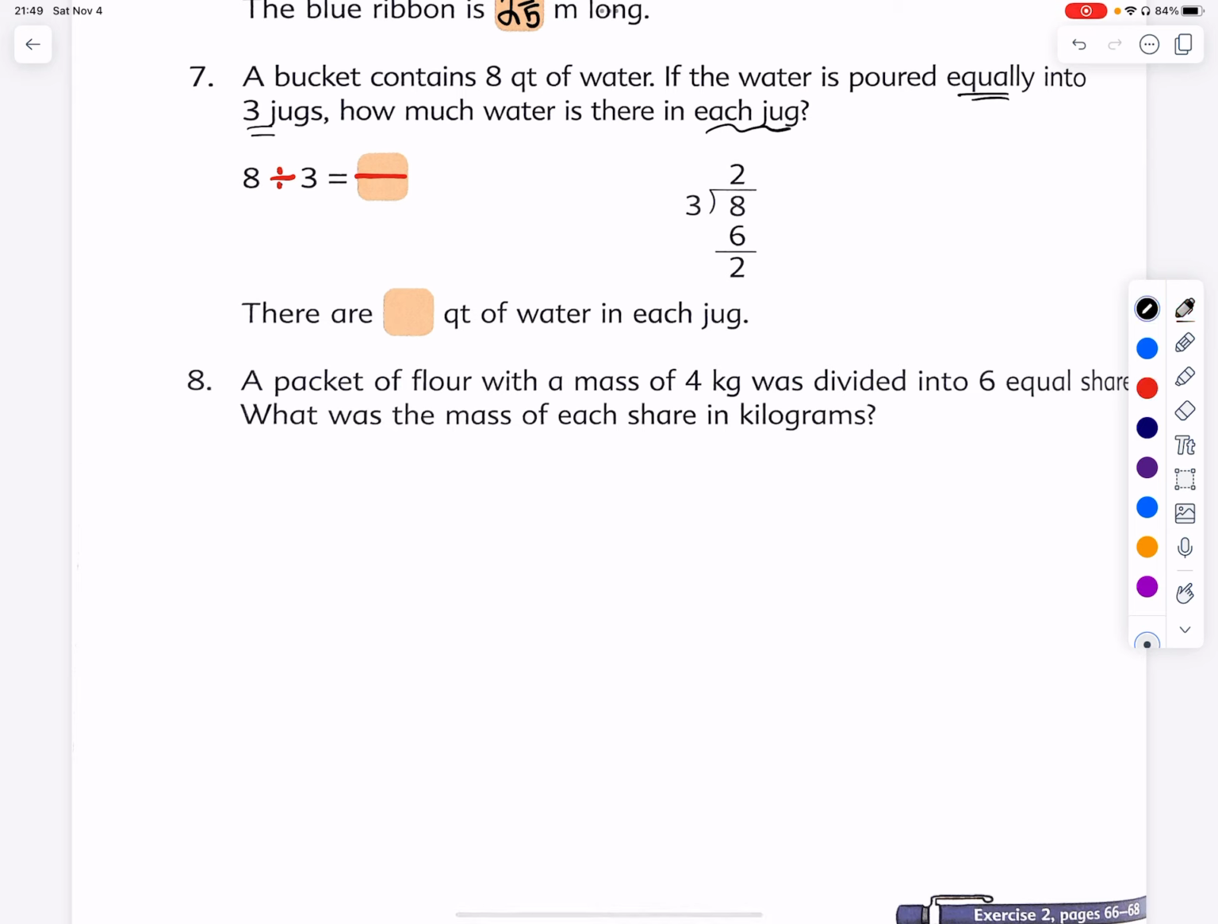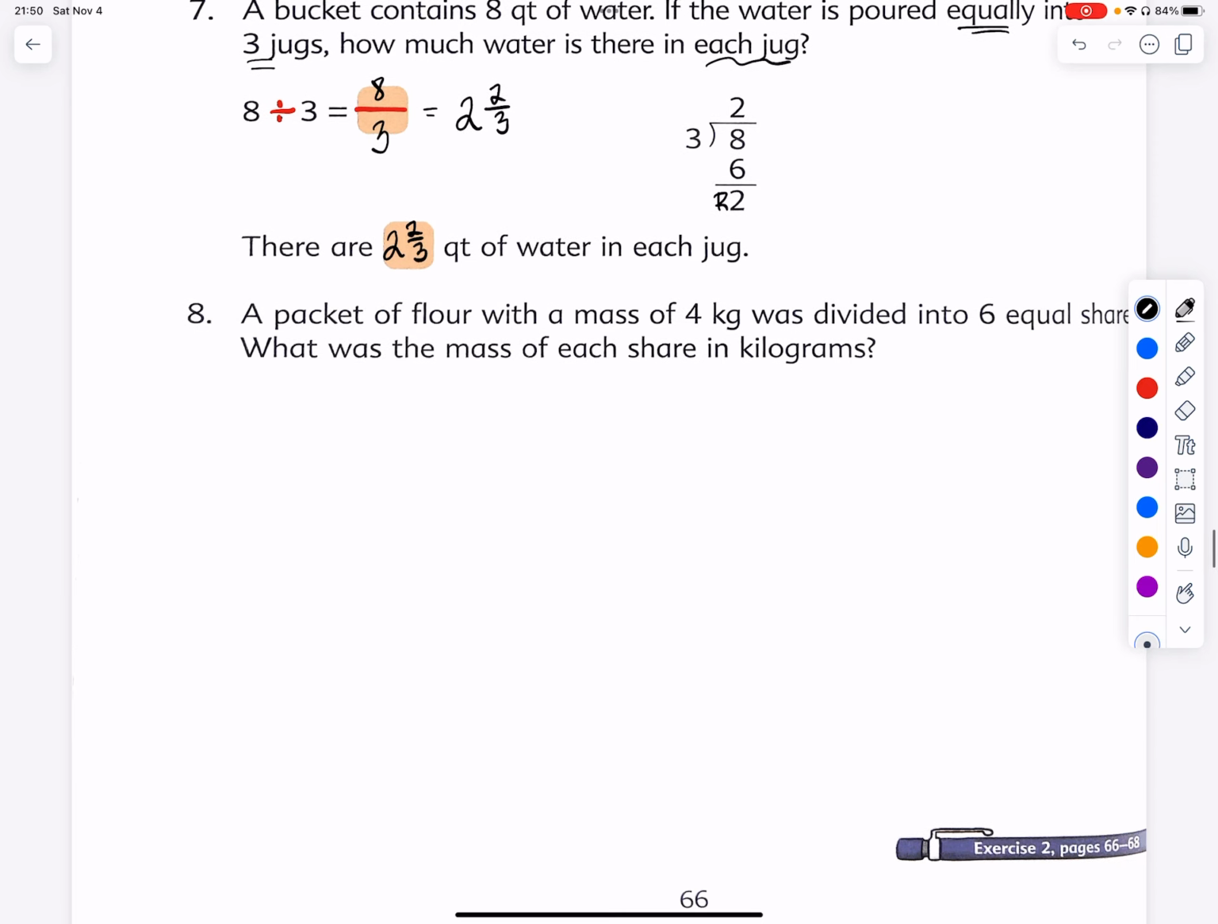We learned that we can also write it as a fraction, 8 over 3 or 8/3, which is the same as 3 goes into 8, 2 times and 2/3. This is your remainder, 2/3. So it's 2 and 2/3 of a quart that will be in each jug.